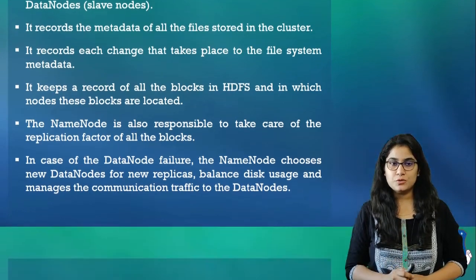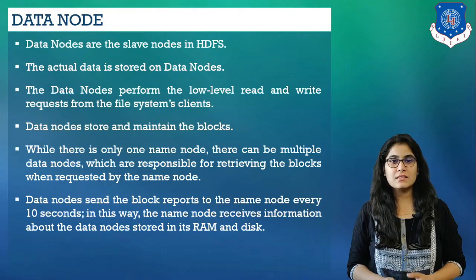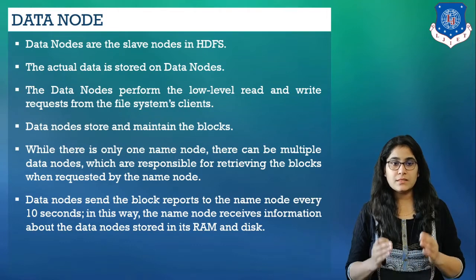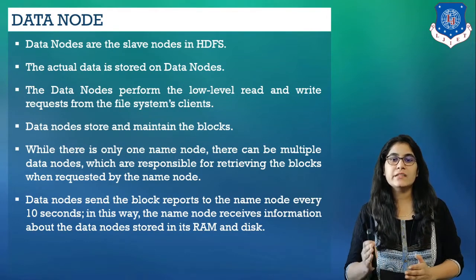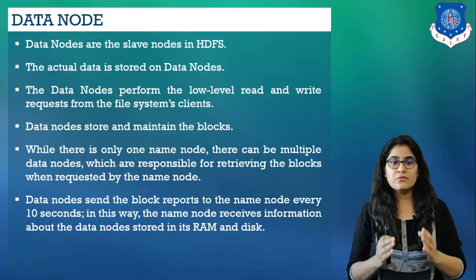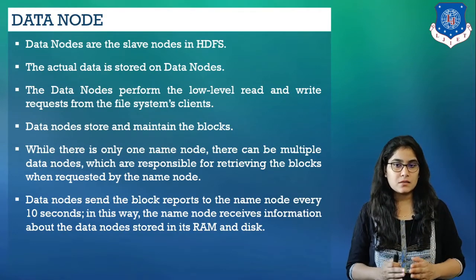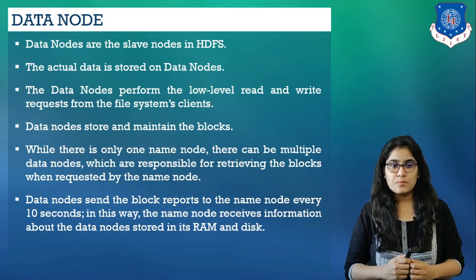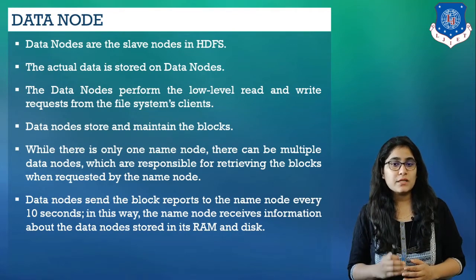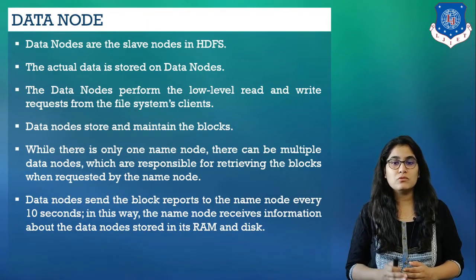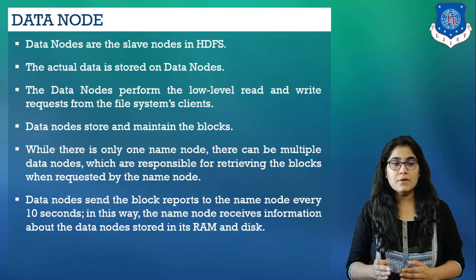Now let's discuss data node. Data nodes are the slave nodes in HDFS. The actual data is stored on data nodes. The data nodes perform the low-level read and write requests from the file system's client. Data nodes store and maintain the blocks. While there is only one name node, there can be multiple data nodes, which are responsible for retrieving the blocks when requested by the name node. Data nodes send the block report to the name node every 10 seconds. In this way, the name node receives information about the data nodes stored in its RAM and disk.